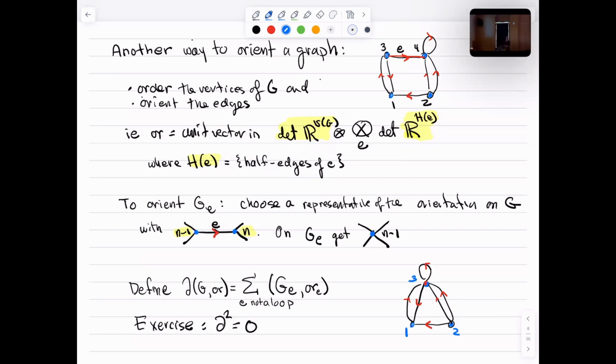So is that clear? And now I define the boundary by adding up over all edges, G sub E, with its induced orientation. And again, second exercise, just like the first exercise, this really does give me a chain complex, and the boundary squared is equal to 0. So these are the simplest two graph complexes.